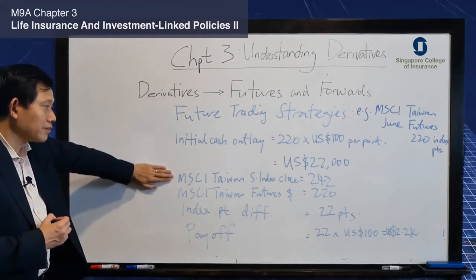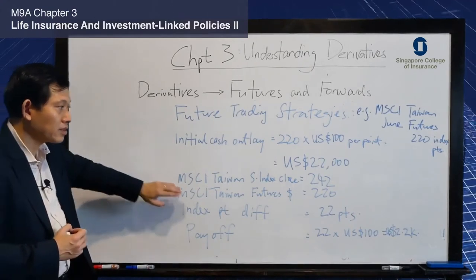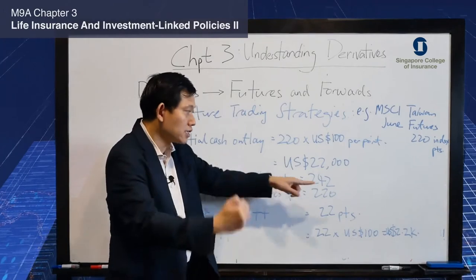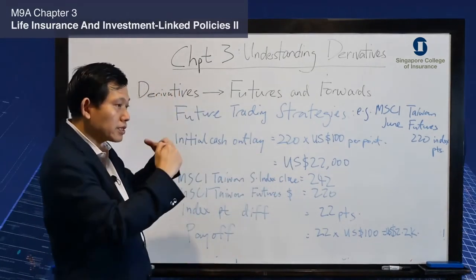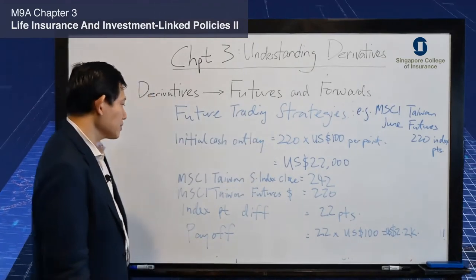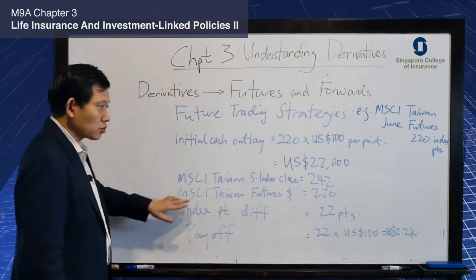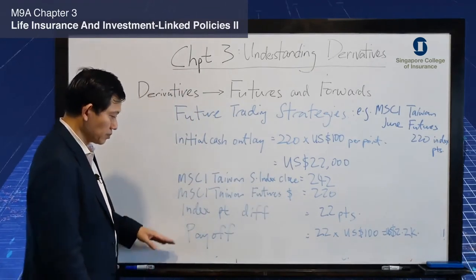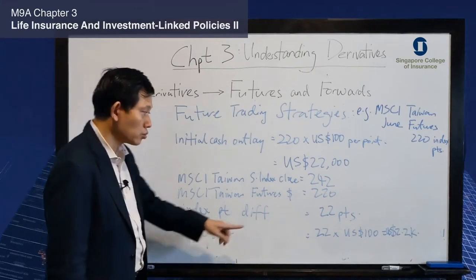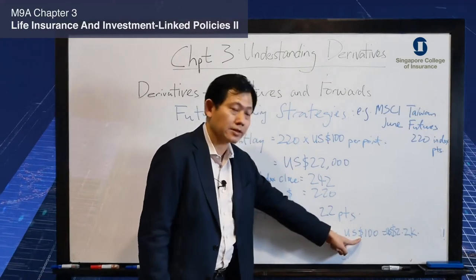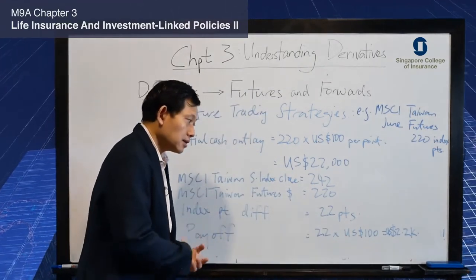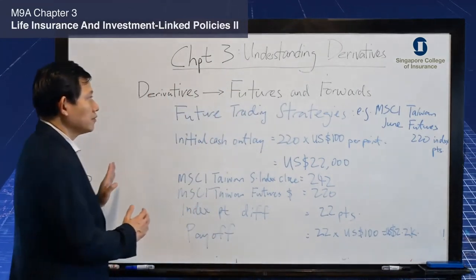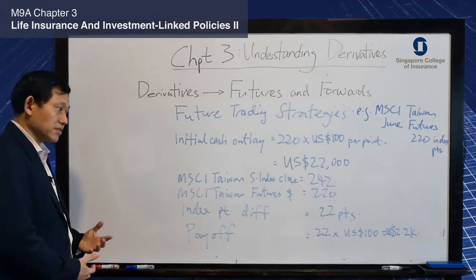Let's assume at the point of closing, the MSCI Taiwan stock index closed at 242. Now this 242 you can't control. It is in the future. Let's assume in the future, it closed at 242 points. Your entry point was 220, all right? Therefore, the index point difference will be your 242, which is in the future, minus 220, giving you 22 points. Therefore, the investor will make a gain, a profit, a payoff of 22 points multiplied by $100 per point. Meaning to say that the investor, overnight or over a certain time, makes $2,200 out of the futures contracts. That is on the positive side.